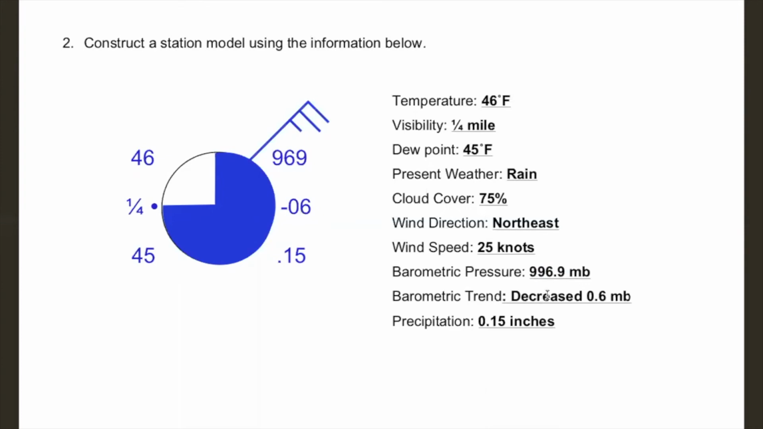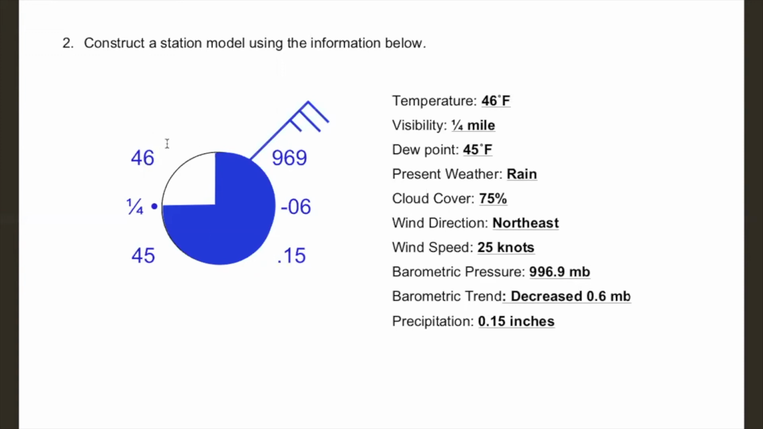We have a decrease by 0.6 millibars. So decrease by 0.6, you take away the decimal point. No decimal points here except for the precipitation in inches. Okay, 0.15 inches, bam. Okay, so it's really not too bad. Like I said, you just got to take your time, look at each piece, and make sure you do what you have to do. You'll notice that, what do you notice about this?